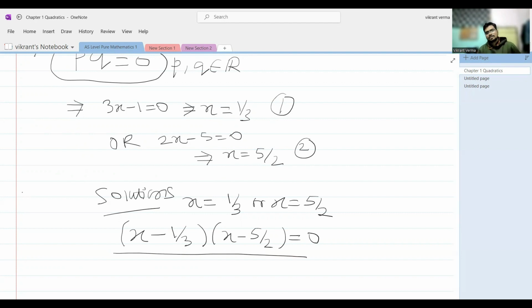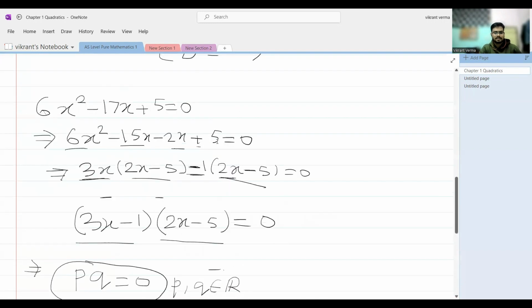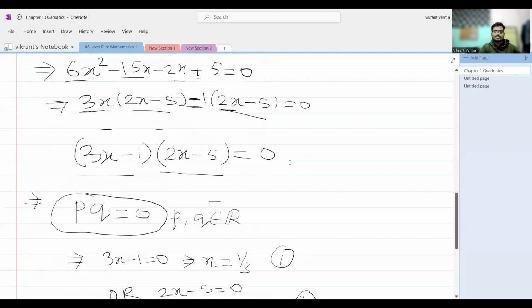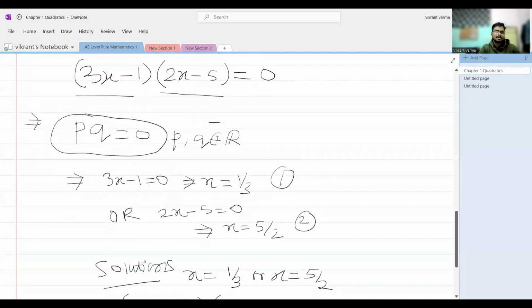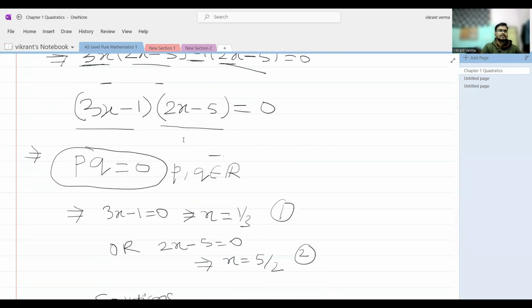The whole idea of this lecture was not to tell you how to solve this quadratic equation. Actually, you have already studied this in your IGCSE level. The crux of this lecture is this idea right here, that when the product of two numbers is equal to 0, then at least one of them should be 0, and only after that are you allowed to write this portion.